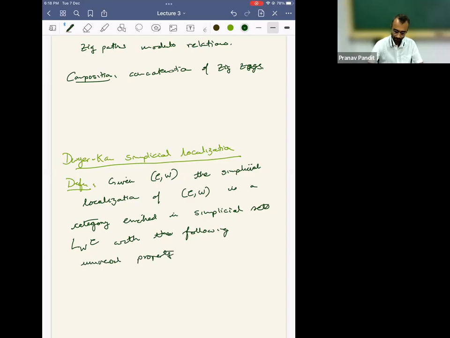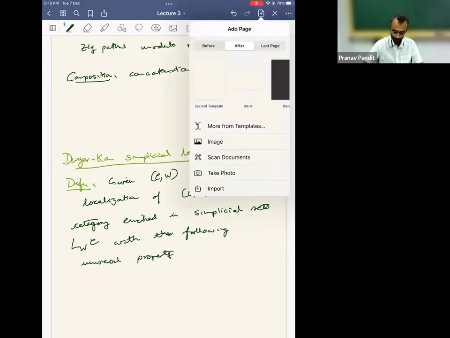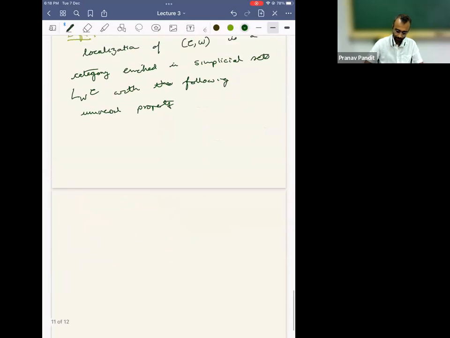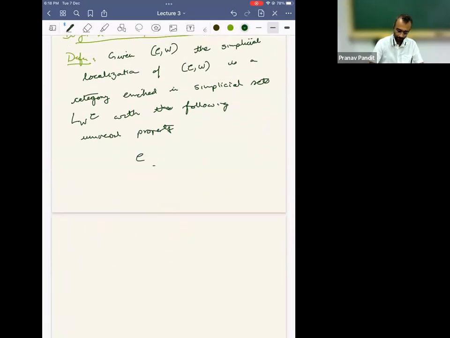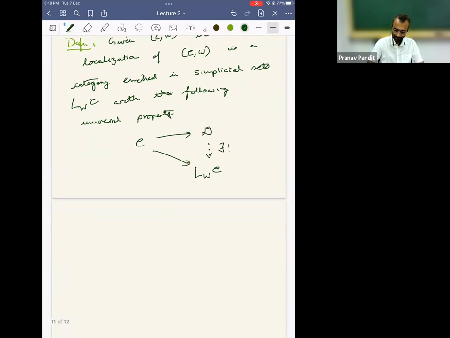So the universal property, let me open a new page so I have some space here. So universal property is the following: you have a map from C to L_W C, it's what you think. And given any map to D that exists, it's unique. And let me say what D and these maps are.